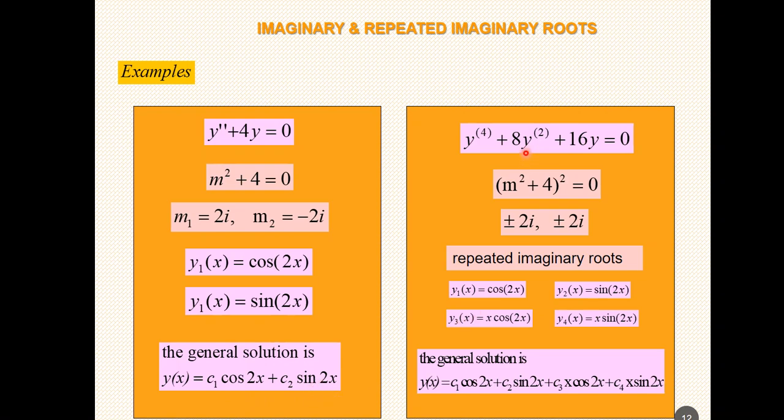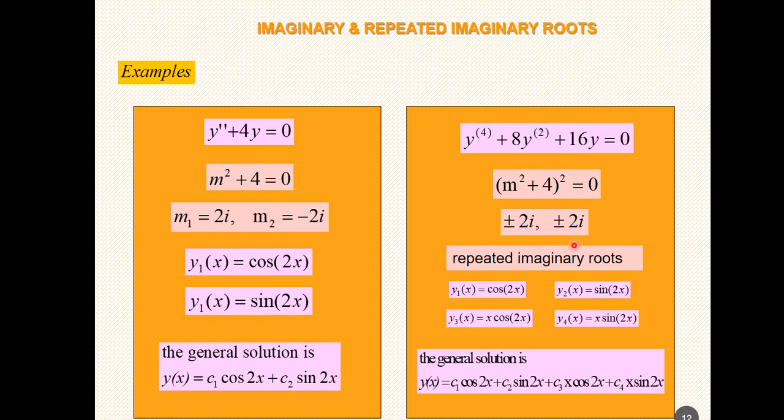Now in this case here, you have a fourth degree, higher ordered or fourth ordered DE. Now this one is a fourth degree polynomial in m, and this is your characteristic equation, because this will be m to the fourth plus 8m squared plus 16, which will result to this expression. By algebra, you will have a set of 2 pairs of imaginary roots, and we say they are being repeated because you have exactly the same pair of imaginary roots.